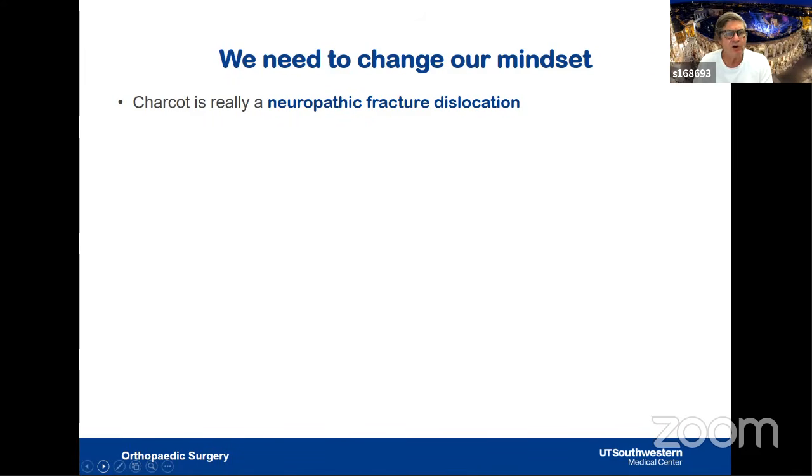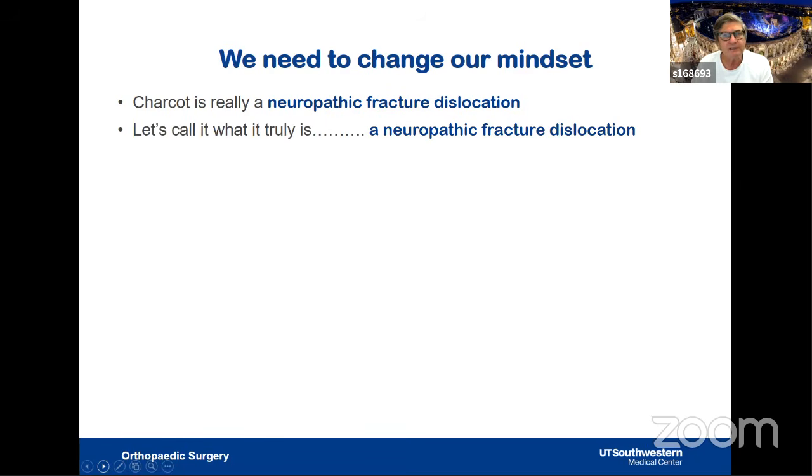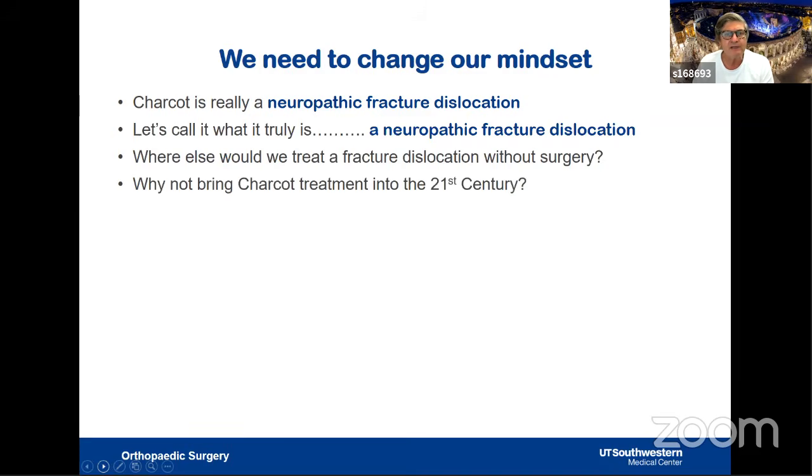Currently we think of Charcot as a non-surgical problem. We're going to treat this non-surgically because there are so many complications with Charcot. Let's call it what it truly is. It's a neuropathic fracture dislocation. Where else in the body would we treat a fracture dislocation without surgery? If we have 2 millimeters of displacement of a distal radius, we fix it. In a patient with an ankle fracture, we fix it. Why not bring Charcot treatment into the 21st century?